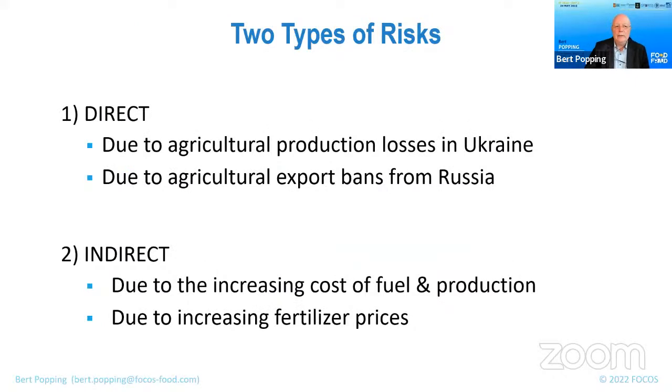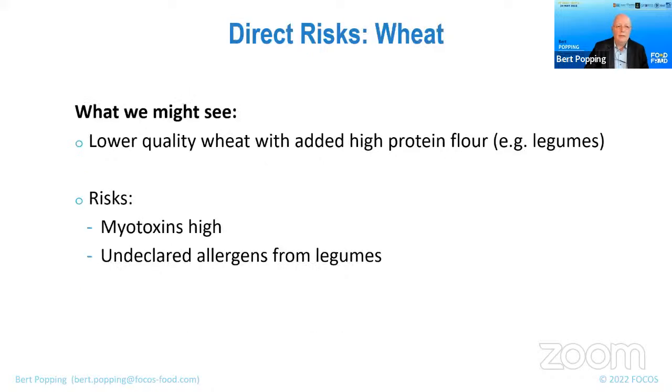Now let's go back to the risks that we're facing with the current crisis. So I categorize that in two different groups. There are the direct risks, that is due to the agricultural production losses in the Ukraine, and due to the actual agricultural export bans from Russia. And then, of course, the indirect impacts, and that is due to the increasing cost of fuel and production, and they significantly went up, but also due to the increasing fertilizer prices, which we must not forget.